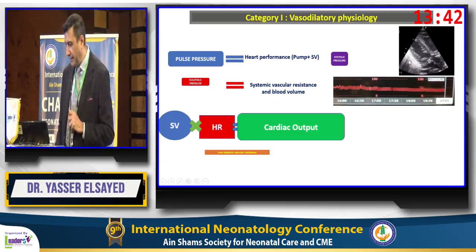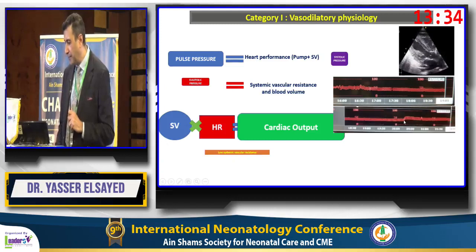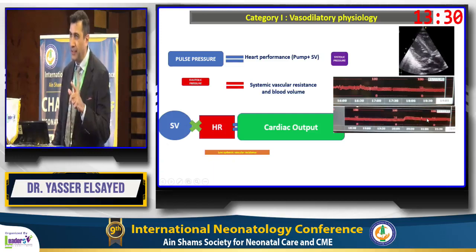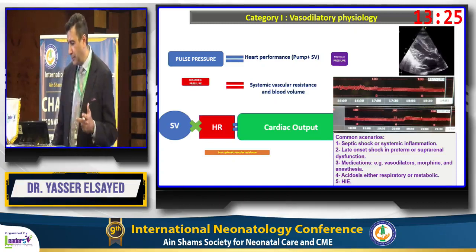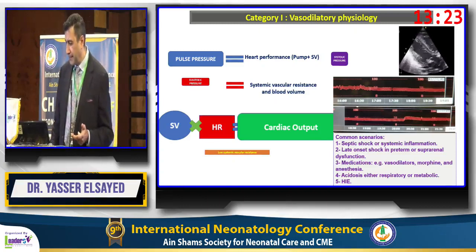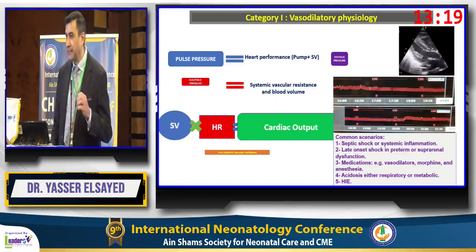As you can see here, in this blood pressure trend by invasive blood pressure, the trend is decreasing, and in no time after the start of the vasopressor, the blood pressure improved. When you start the right medication, you will get the improvement in no time. The common scenarios here: septic shock, systemic inflammation, late onset shock in preterm infants, or adrenal dysfunction.